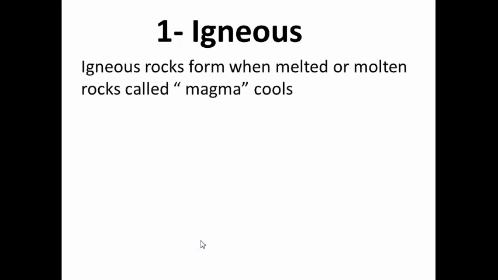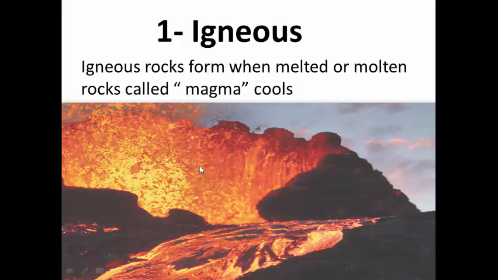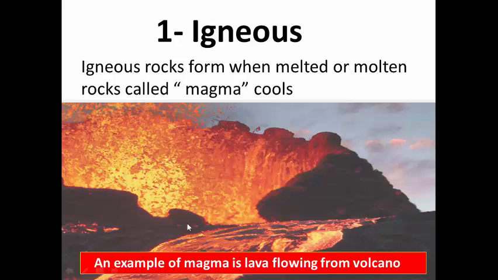Igneous rocks. We have here igneous rocks. Form. This is the most important word. We are classifying rocks according to how they are formed. Perfect. So igneous rocks form when melted or molten rock called magma cools. Let's remember together the igneous. I have here a volcano. This is the volcano rock, and now this is magma, or we can call it in another way.